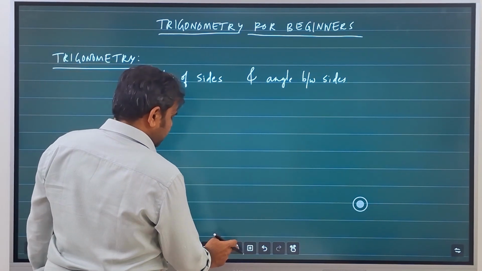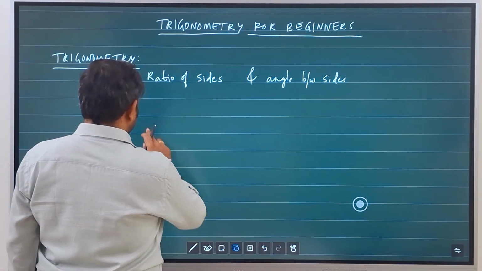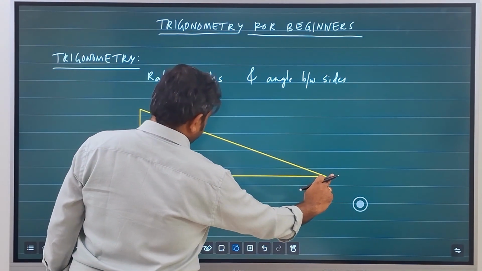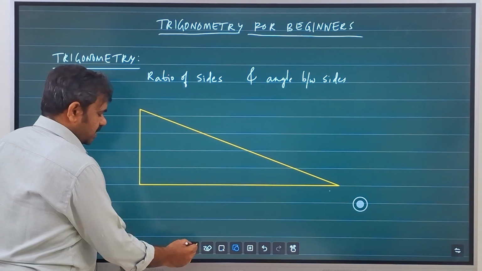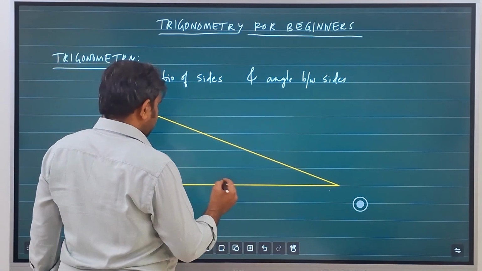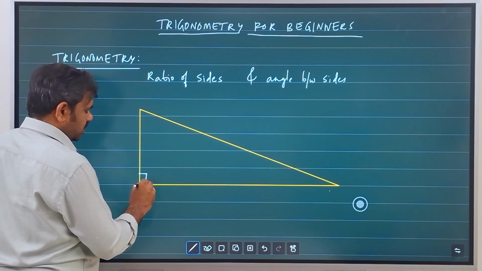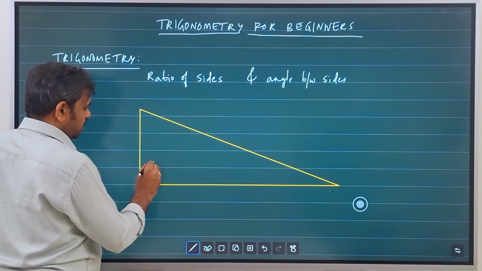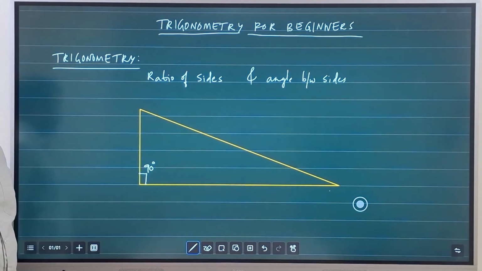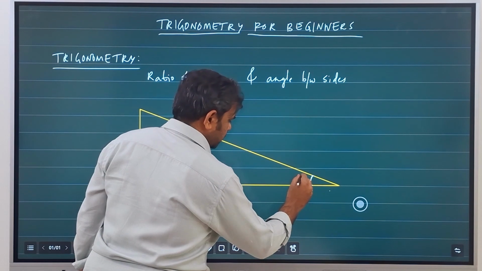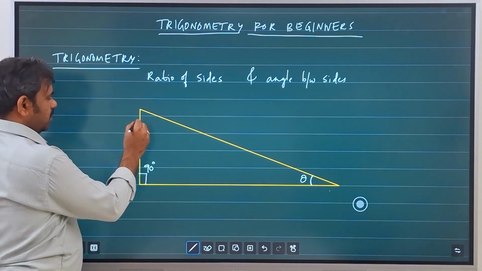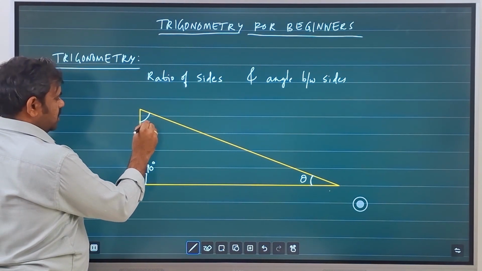Let's look at a right angled triangle here. One angle is of course fixed, that is why we call it a right angled triangle. This angle is 90 degrees. Let me call this angle between these two sides with the name theta. I would call this angle alpha.